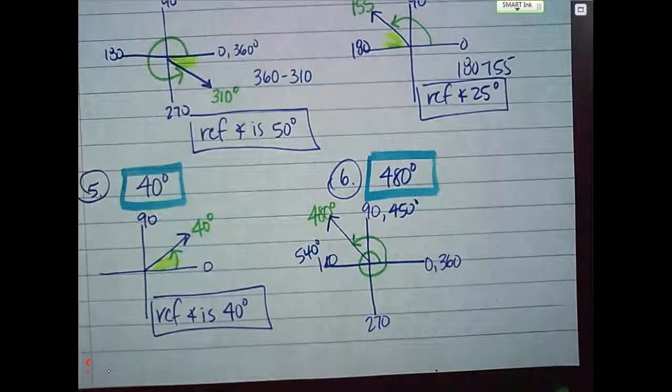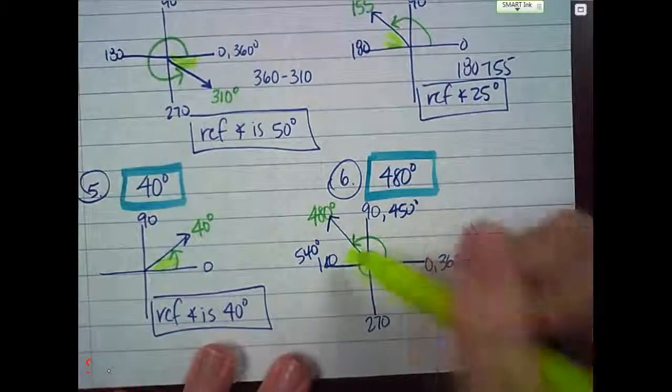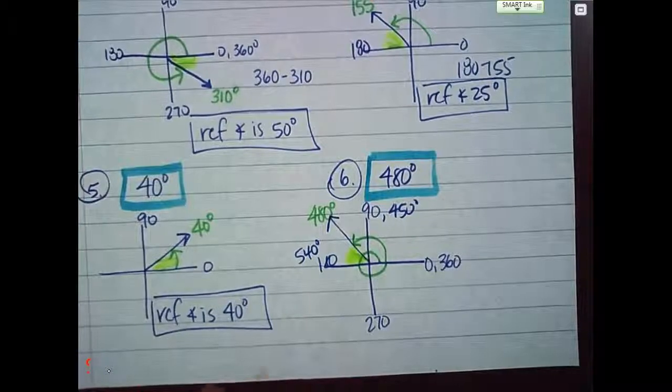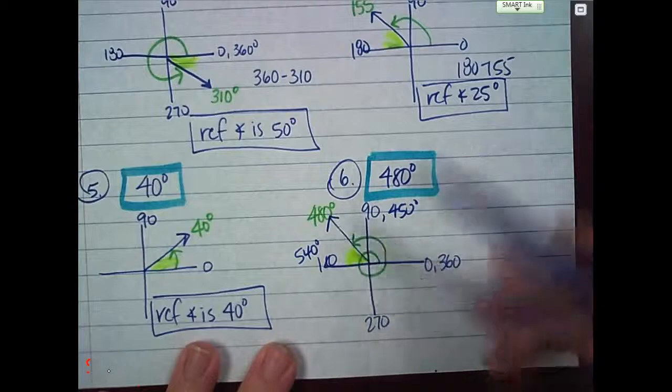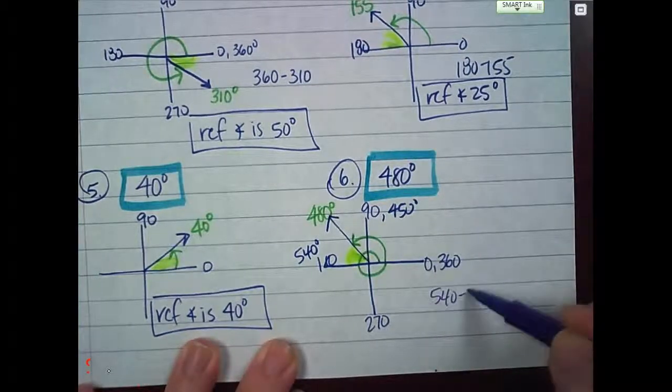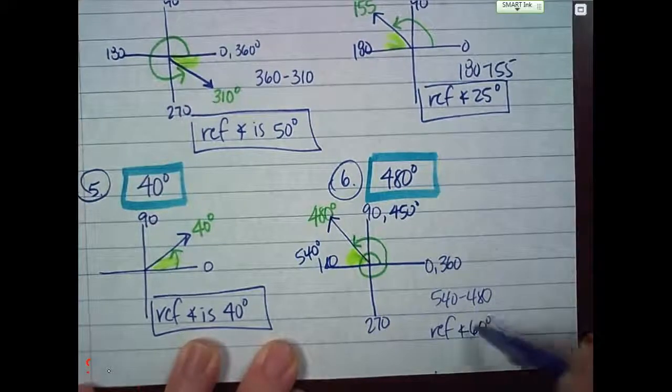Now touch where you think the reference angle is. It has to be part of the x-axis. Touch it. Did you get this part right here? Which is the distance from 480 to 540. Right, so do 540 minus 480 and you get 60 degrees.